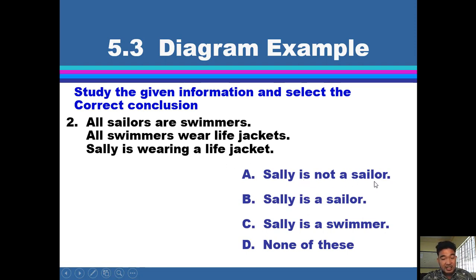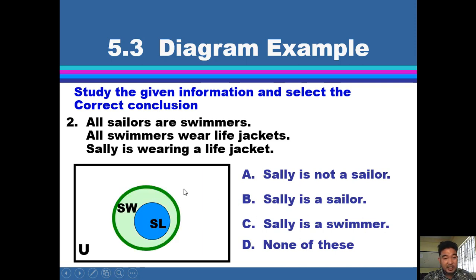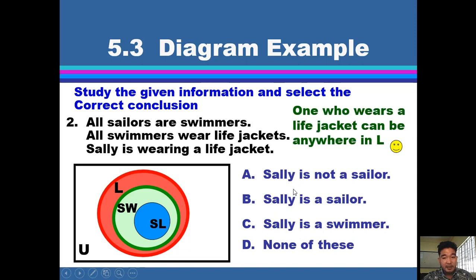Is it A, Sally is not a sailor? B, Sally is a sailor? C, Sally is a swimmer? D, none of this. What's the correct answer here? So we make a Venn diagram. Ayan. S, L for sailor. Lahat ng sailor ay swimmer. At lahat ng swimmer ay nagsusuot ng life jacket. So, nasan dyan si Sally? One who wears a life jacket can be anywhere in L.